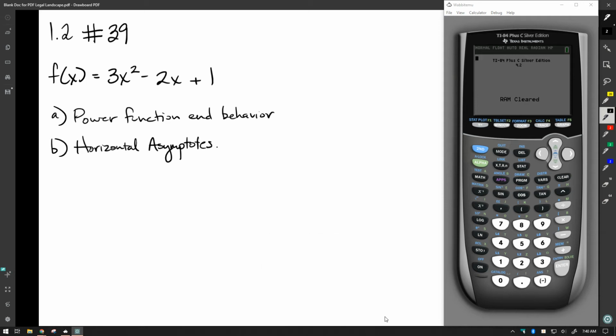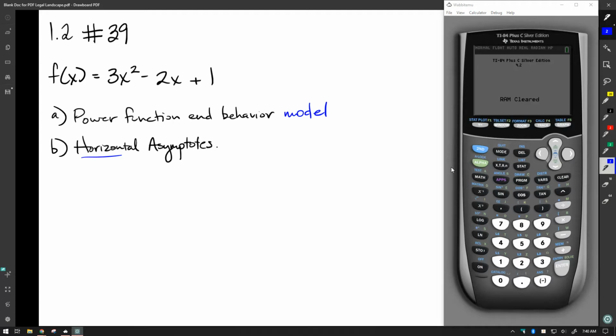All right, we're looking at 1.2, number 39. We have a function f of x equals 3x squared minus 2x plus 1. In part A, we're supposed to identify a power function end behavior model. And in part B, we're supposed to identify any horizontal asymptotes. So this is a polynomial function.